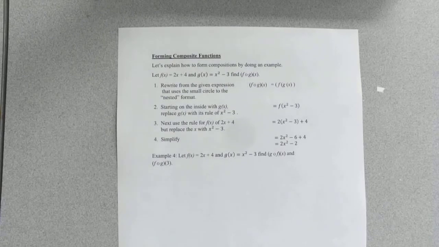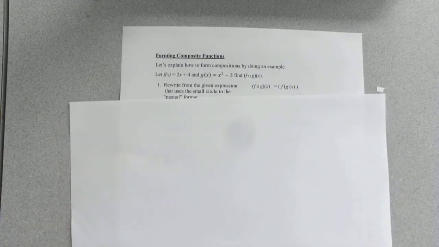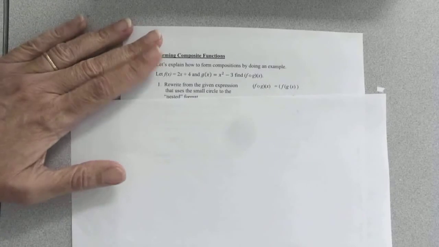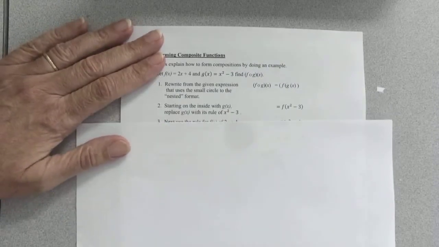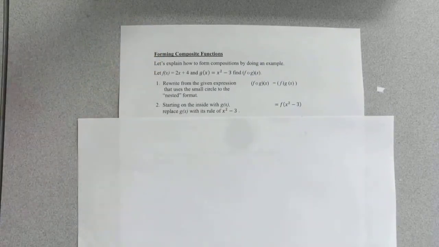f of x equals 2x plus 4. g of x equals x squared minus 3. Find f of g of x. The first thing I do is rewrite it in its nested format, putting the g inside of f, because that's what composition really is. Then I go to the inside, and in this case I replace g with what it's equal to, x squared minus 3.